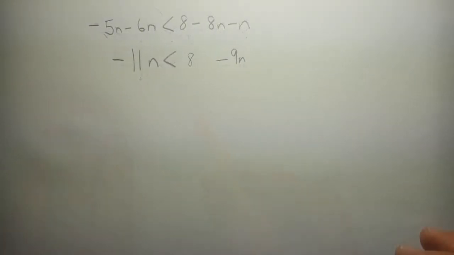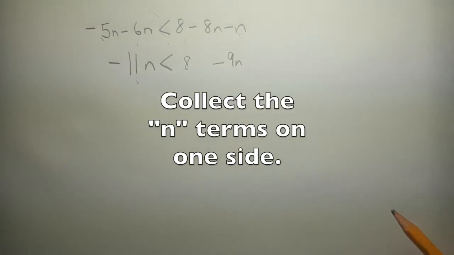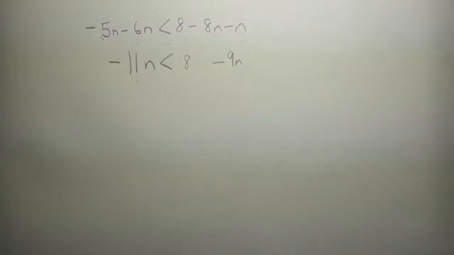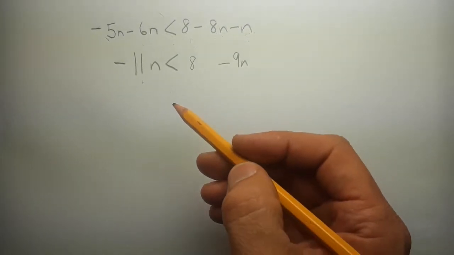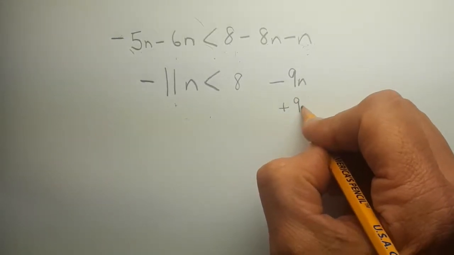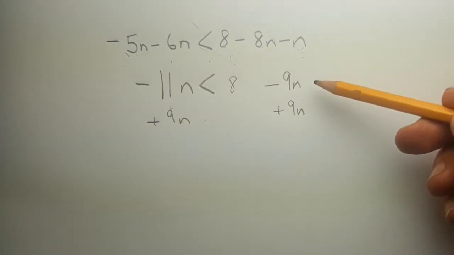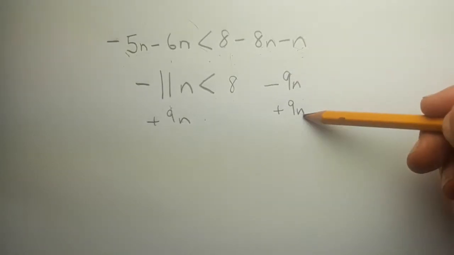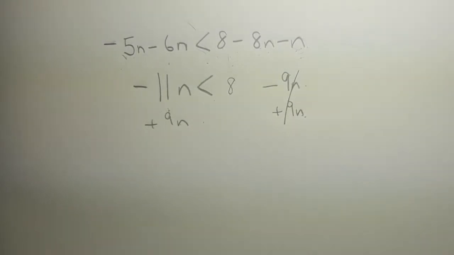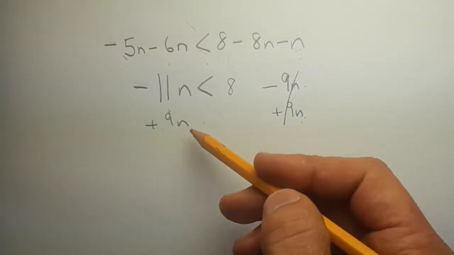Now, next step, we want to collect the n terms on one side of the equation. Our final result has to say n is greater than something or n is less than something. So what we're going to do is move this 9n over to the other side, and we're going to do that by saying plus 9n here and plus 9n here. And the reason I add 9n here is because negative 9 plus 9 makes 0, and that way this negative 9n goes away. Now I have to add 9n here as well, right? Because what I do on the right side, I've got to do on the left side.